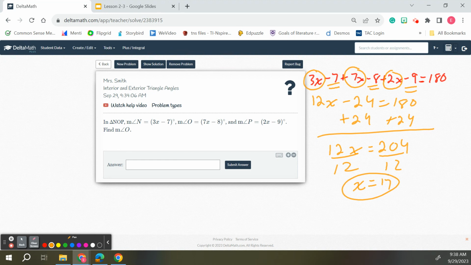Now, but this is not my final answer, right? That's why I said pause, don't add in anything yet, because what they want us to actually find here is the measure of angle O. So I'm going to take the 17 and substitute it into angle O. So the measure of angle O equals 7 times 17 minus 8. I got 111. So in that case, the measure of angle O is 111 degrees.